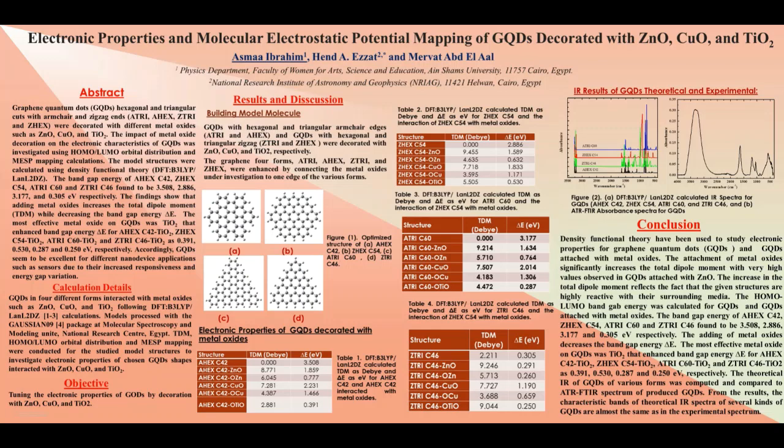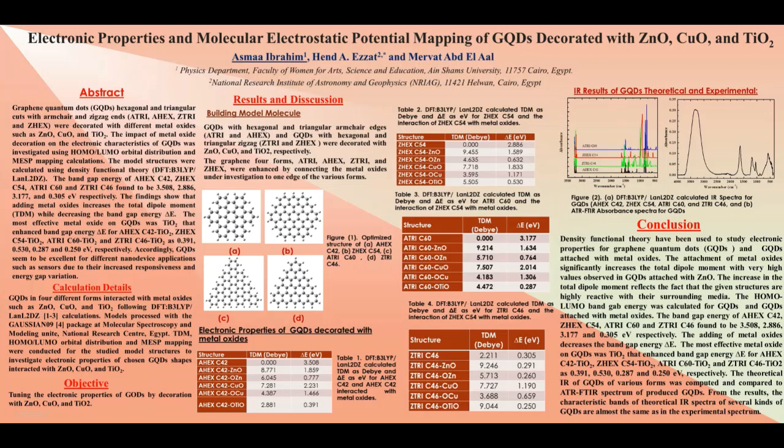Poster number 26, titled Electronic Properties and Molecular Electrostatic Potential Mapping of Graphene Quantum Dots Decorated with Zinc Oxide, Copper Oxide, and Titanium Dioxide, presented by Asma Ibrahim. Graphene quantum dots, hexagonal and triangle cuts with armchair and zigzag ends, were decorated with different metal oxides such as zinc oxide, copper oxide, and titanium dioxide.